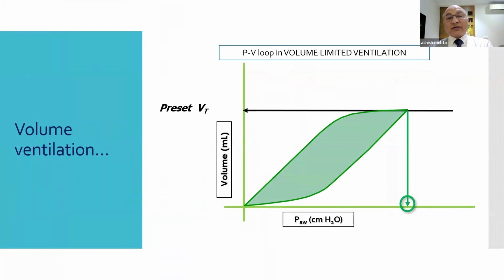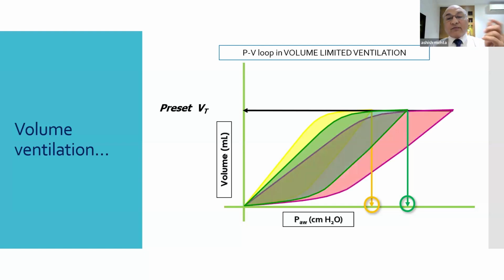You are given surfactant, with which compliance will improve, because of which ultimately you will be able to deliver the same tidal volume with less pressure. So you are targeting the volume, but you also get control of the PIP. If the baby is becoming sick and compliance is getting worse, then with the same tidal volume, more PIP will be required to deliver that much tidal volume.